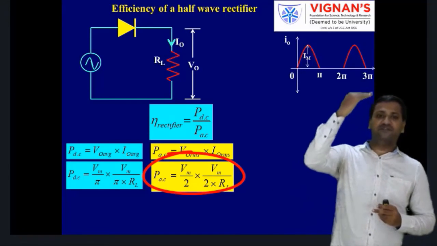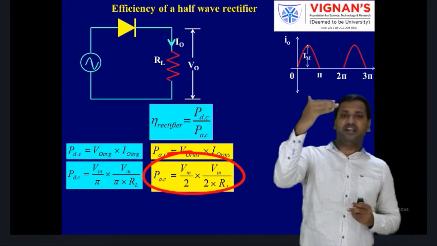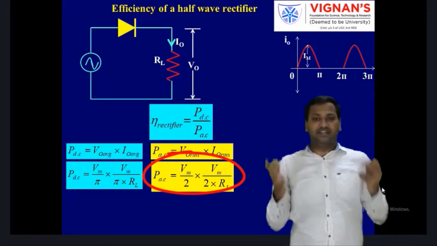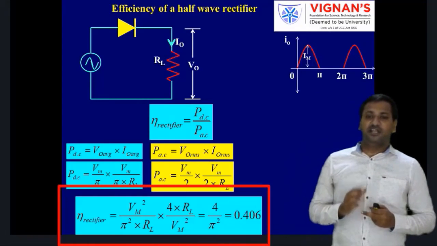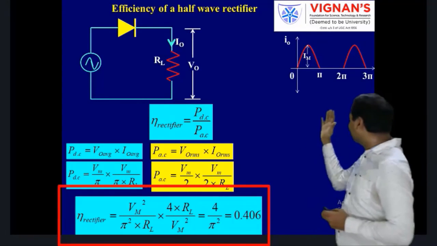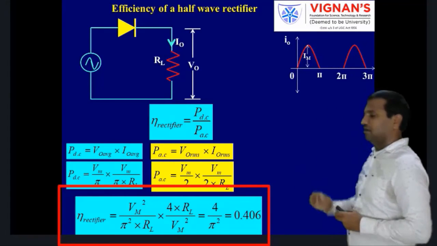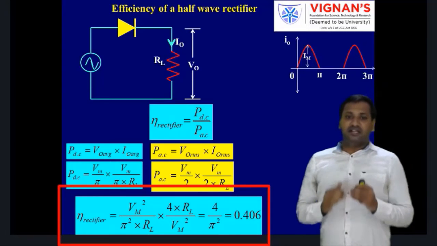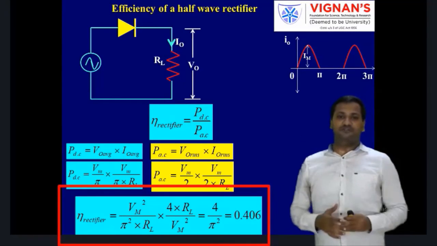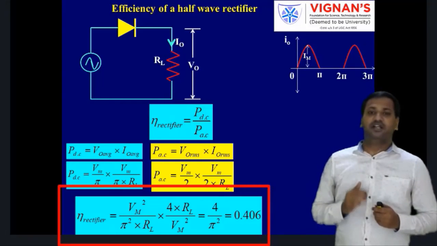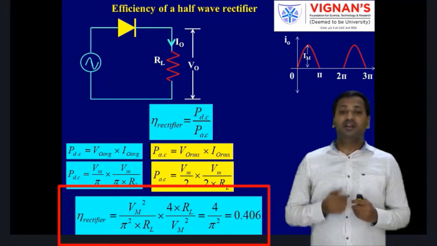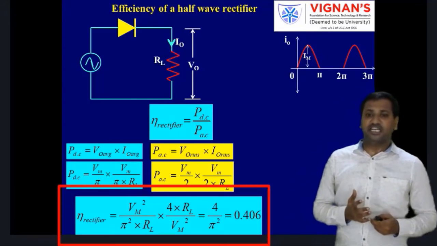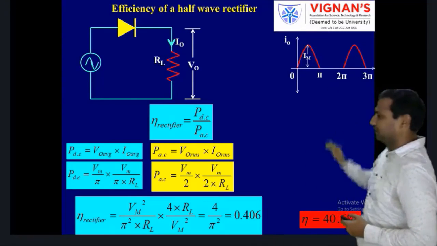So according to the definition of efficiency, by taking the ratio of output DC power to input AC power, you will get the efficiency. That becomes Vm square by pi square RL, multiplied by 4 upon Vm square into RL. That brings a value of 4 by pi square, which is 0.406. In terms of percentage, it is around 40.6%.